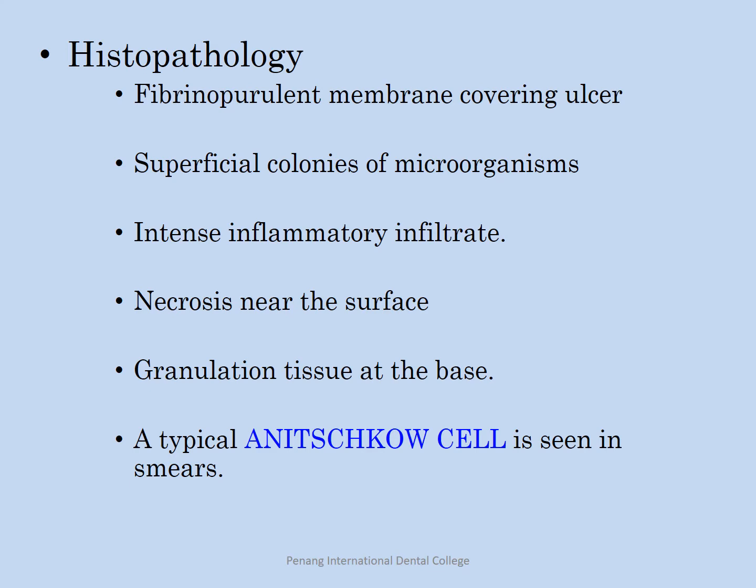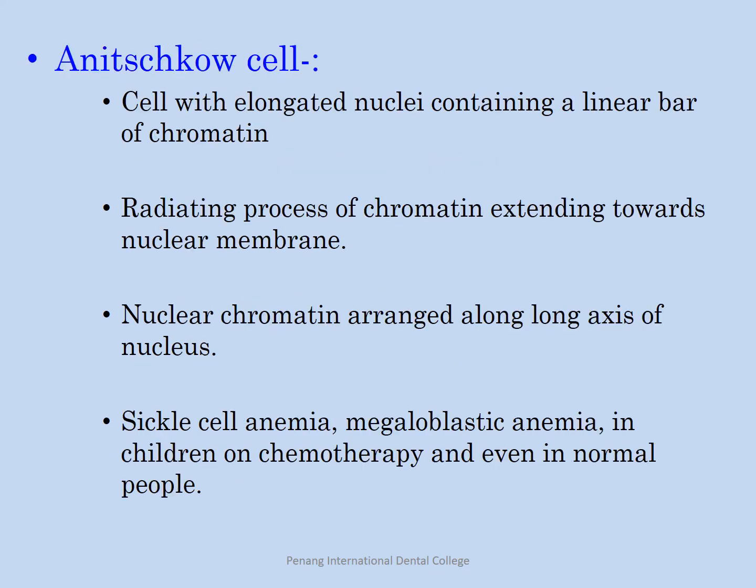A typical Anitschkow cell is also seen in the smears done from aphthous ulcers. Now, this is like a fun fact. Anitschkow cells are basically cells with elongated nuclei containing a linear bar of chromatin. They have radiating processes of chromatin extending towards the nuclear membrane, and the nuclear chromatin is arranged along the long axis of the nuclei. A fun fact is that this is also seen in sickle cell anemia. This cell is also seen in megaloblastic anemia, in children on chemotherapy, and even in normal people.